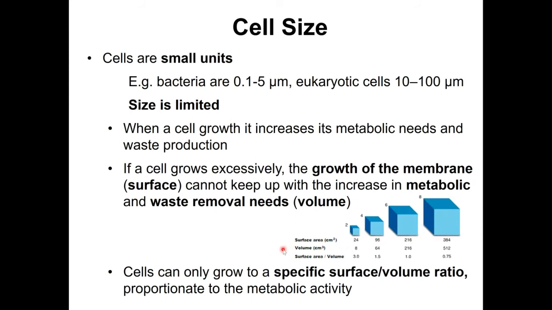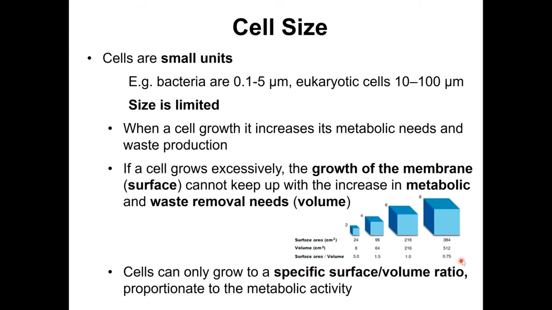So if you associate the metabolic need to the volume and the capacity of moving material in and out to the surface area, you can see how the metabolic need is growing so fast, at the power of 3, whereas the capacity of sustaining it, bringing building blocks in and removing waste, grows slower, at the power of 2. So for this reason, cells can keep growing only up to a certain point, which basically corresponds to a certain ratio of the surface area to the volume. Each cell would have its own maximum surface area to volume ratio.